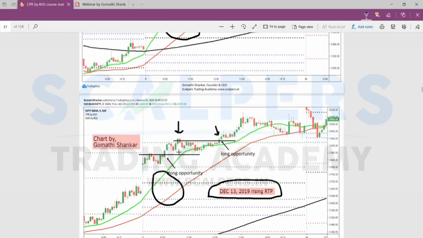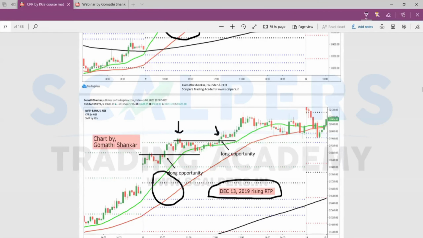When will you take your entry? See, you have to take entry when the day high is broken. Where is the day high? This is the day high. When the day high is broken in this green candle, you can go for a long. You can go for a buy.